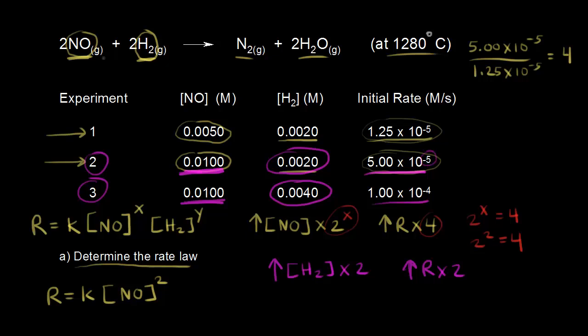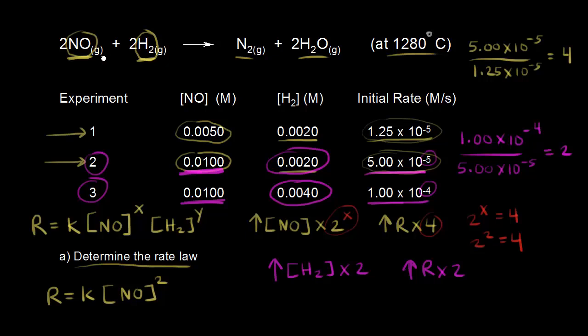And sometimes the exponents bother students. How is this doubling the rate? Well, once again, if you can't do that in your head, you could take out your calculator and take 1 times 10 to the negative 4 and divide that by 5 times 10 to the negative 5, and you'll see that's twice that. So the rate goes up by a factor of 2.